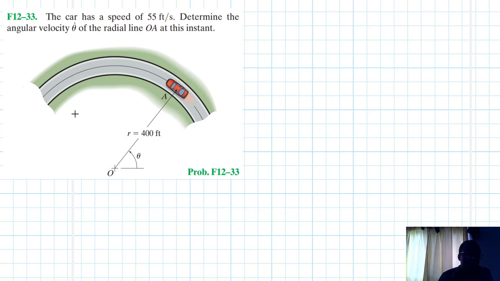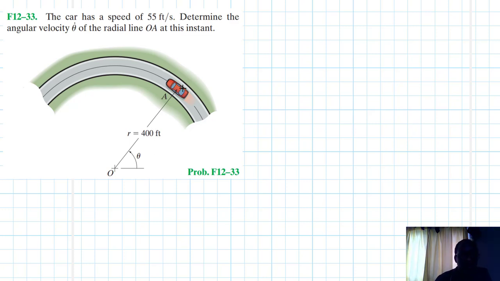So for problems like this one, polar coordinates are suitable coordinates to use, and for polar coordinates the path is being defined by the radius r and the angle theta. Of course, we are still able to define the same path using rectangular coordinates, but in this case we are going to use polar coordinates to find the angular velocity.